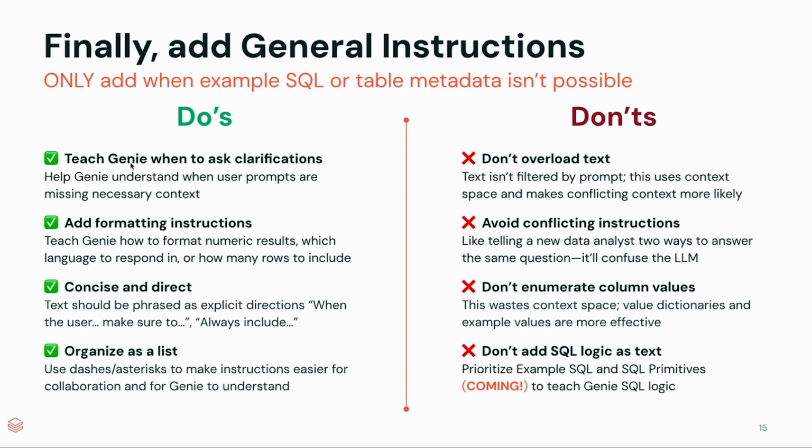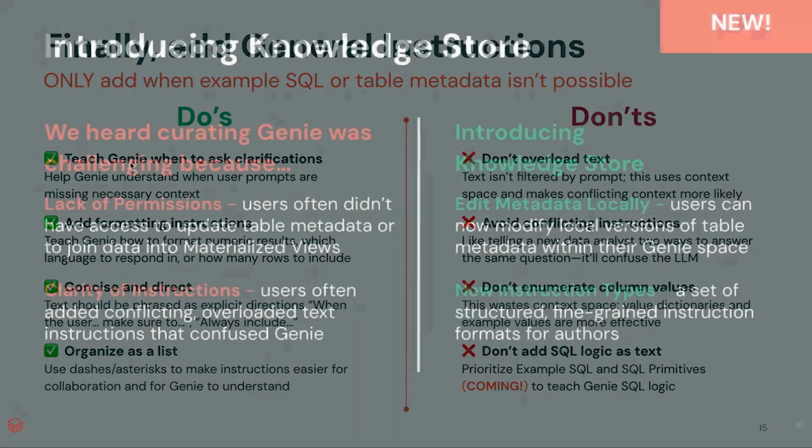There are some common pitfalls to avoid as well. First, make sure you don't overload and add conflicting instructions, as this will confuse the LLMs just as you would confuse a new starting data analyst with a huge list of text instructions that conflict with each other. The other thing is to not add context as text that better belongs in other places. So don't go into your text instructions and enumerate explicit column values. That's already done for you with value dictionaries. And don't add SQL logic as text, as it's more effective to add example SQL, which is more dynamically applied.